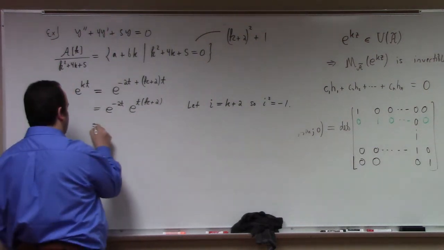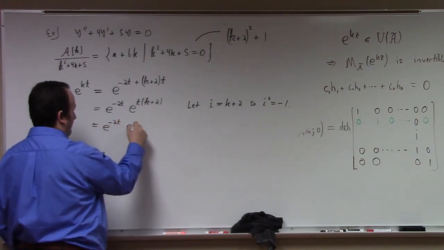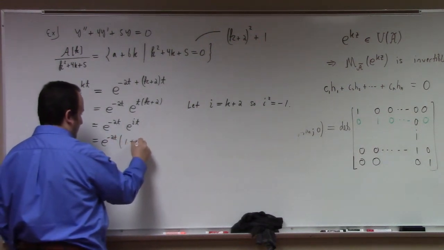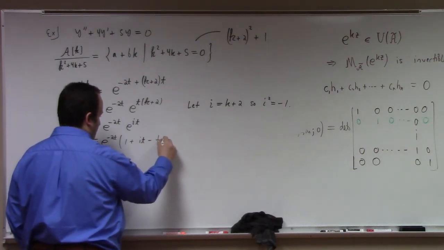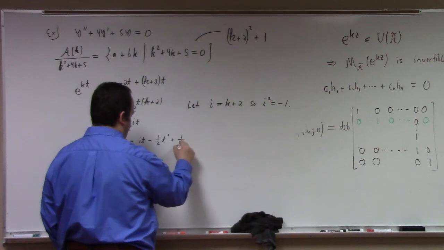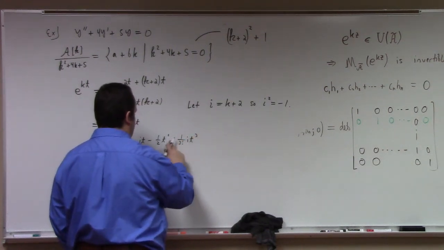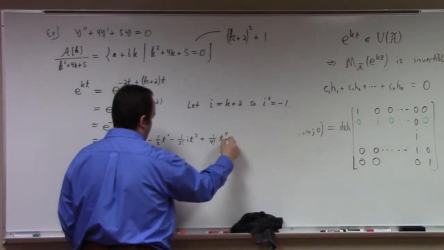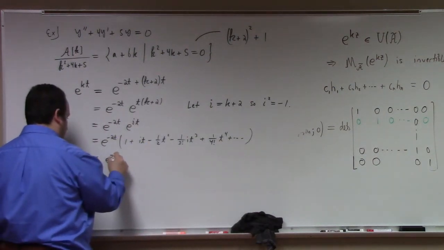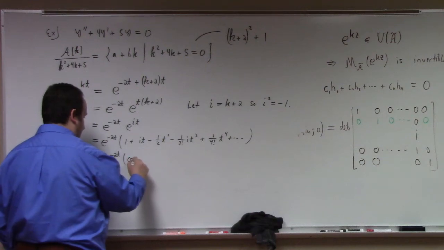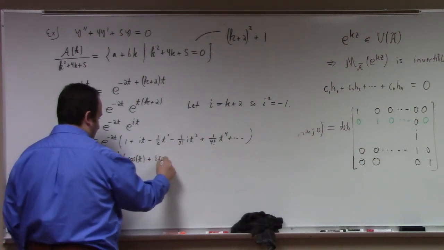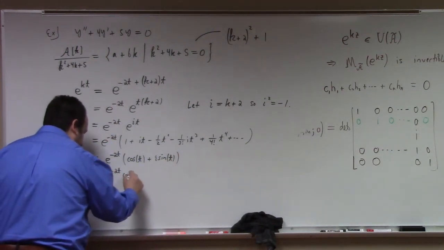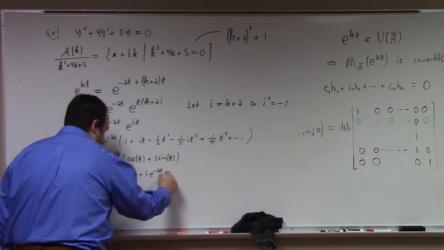See, this is really, which then, of course, is 1 plus it minus 1/2 t squared plus 1 over 3 factorial it cubed, that was a minus, plus 1 over 4 factorial t to the 4th, which through the usual song and dance we recognize, know, and love as cosine of t plus i times the sine of t. So there you go. e to the minus 2t cosine t plus i e to the minus 2t sine t.